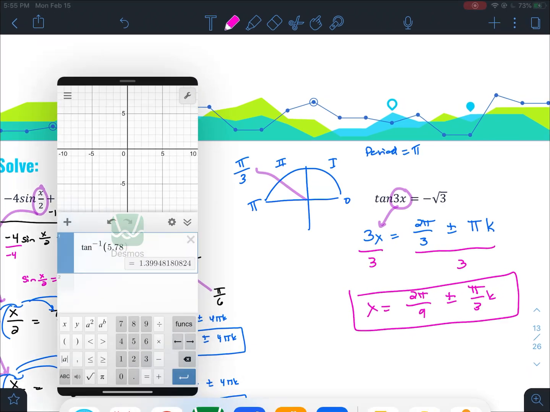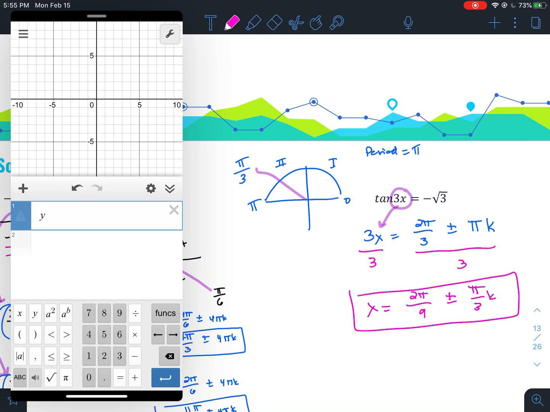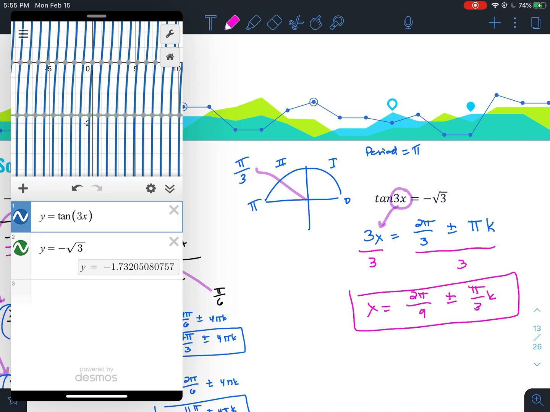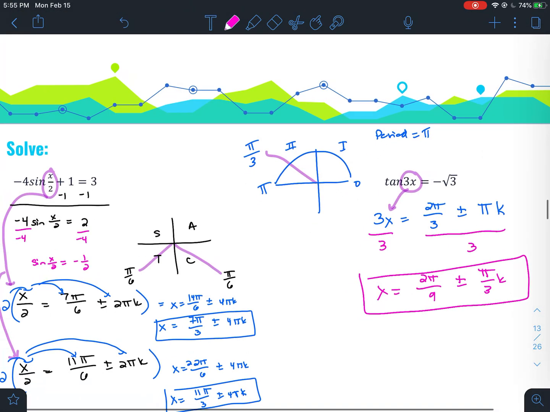And again, you can show on Desmos this works. So we would graph one side, y equals tangent 3x. And then on the other side, we're going to do y equals negative square root 3. And then we want to know where these intersect. So we can blow this up a little bit. And so that first intersection point, notice, is 2 pi over 9, which is what we got, then plus or minus pi over 3. So to get my next solution, I would add pi over 3, and 2 pi over 9 plus pi over 3 would be 5 pi over 9, which would be my next solution. So we went from 2 pi over 9 to 5 pi over 9. All right, let's look at some more equations.